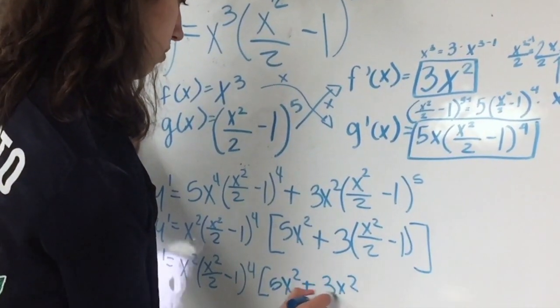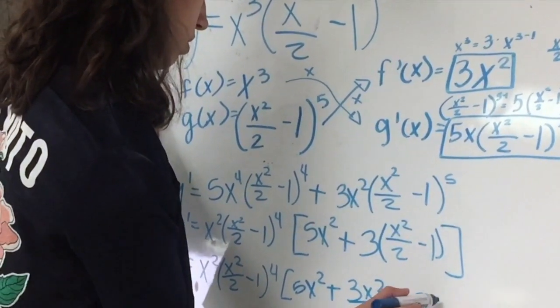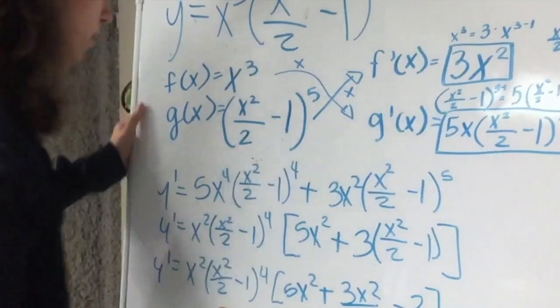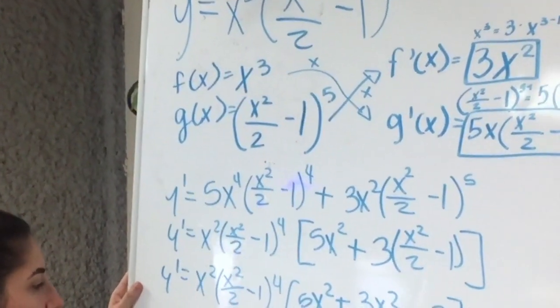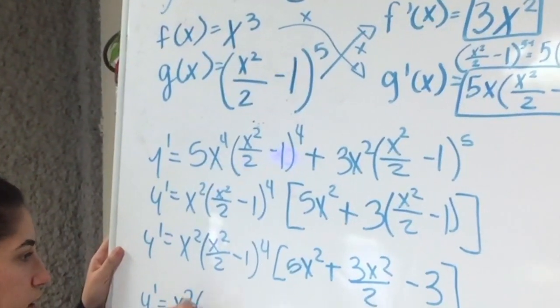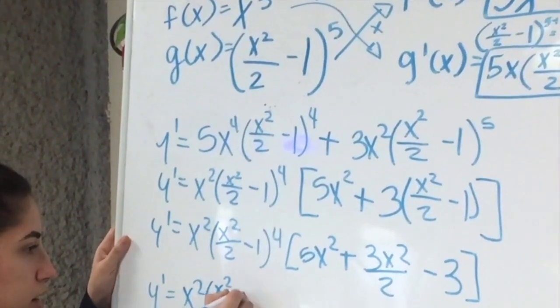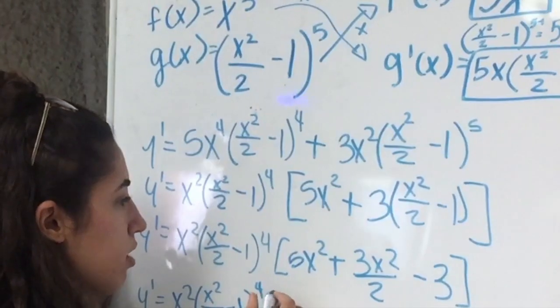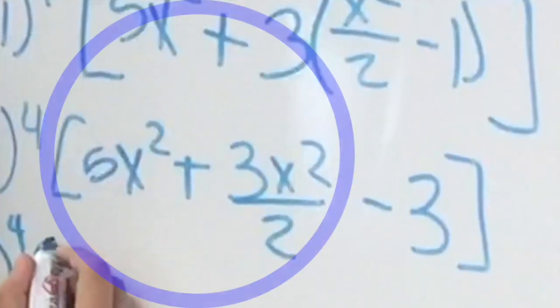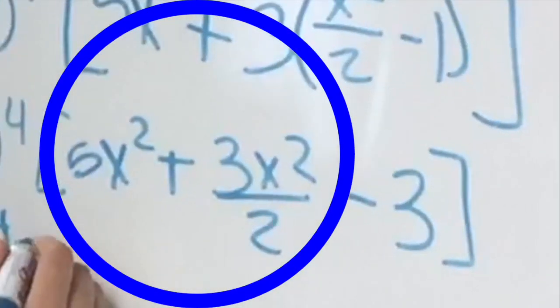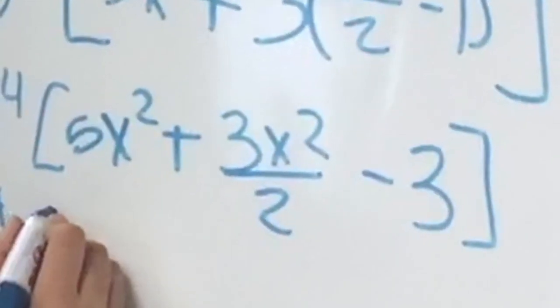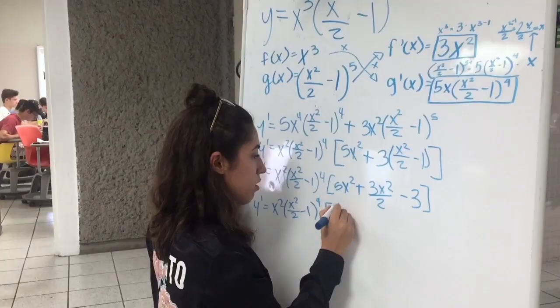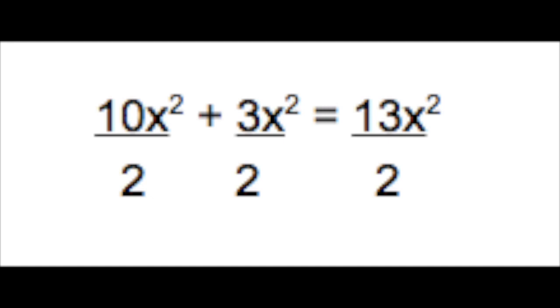So now we're going to try to simplify the numbers that are in the bracket. And we will do that by multiplying the 3 times the x squared over 2 and the 3 times the negative 1, which would give us 5x squared plus 3x squared over 2 minus 3. And then we can simplify the x squared if we get the same denominator. So we're going to turn the 5x squared into a 10x squared over 2. And we're going to add it to a 3x squared over 2.